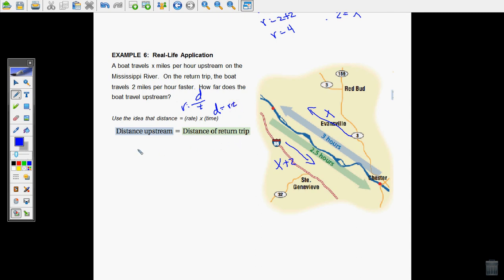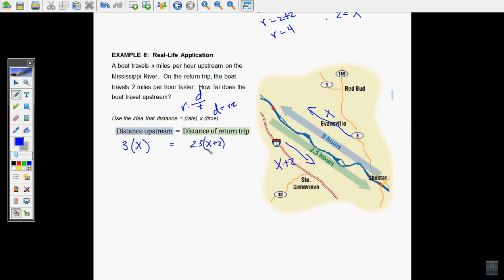Okay, so that gives me a little bit of something if I remember that the two distances have to be equal to each other. So this should be the distance upstream, which would be the rate, which we're saying is x, times however much time you were traveling, which according to our nifty diagram here was 3 hours. So 3 times x on that side. And this should be the distance of the return trip, which should be the rate, which we were saying was x plus 2, times however much time it took you to get back, which according to our nifty chart here is 2.5.